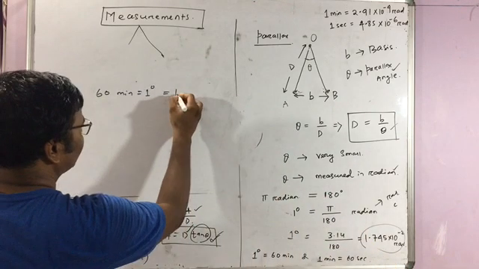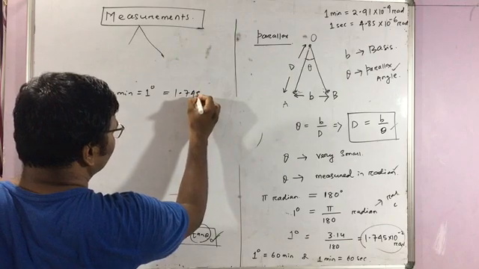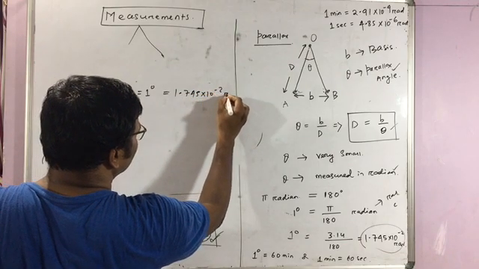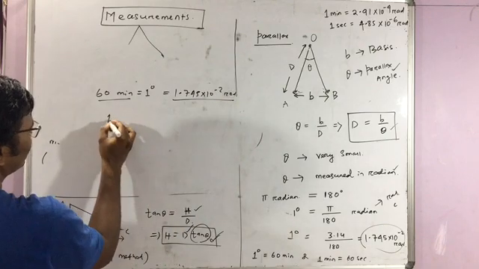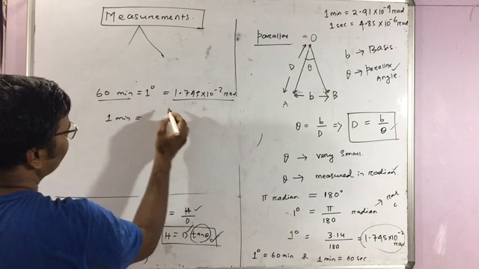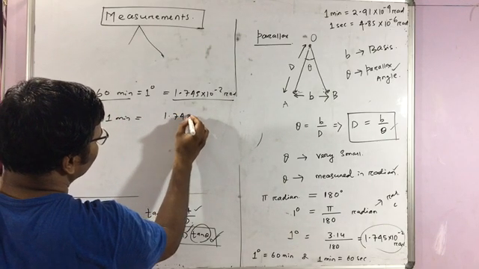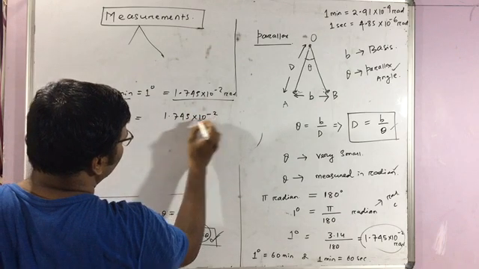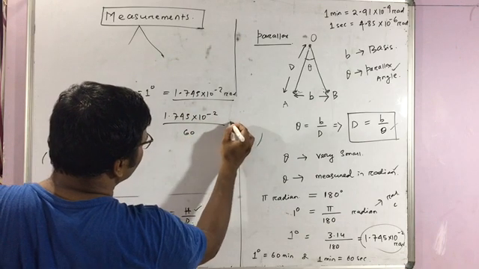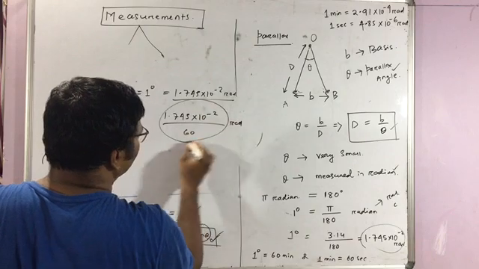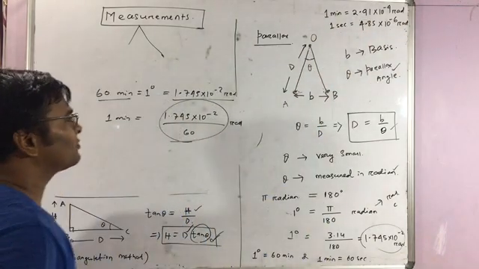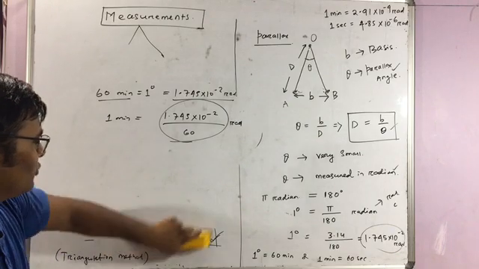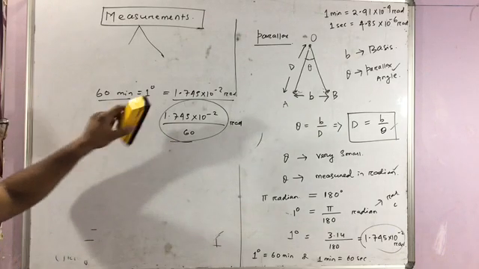So you can write that is 1.745 into 10 to the power minus 2 radian. So the 60 minute is equal to this much radian. So 1 minute is how much? So 1 minute will be 1.745 into 10 to the power minus 2 by 60 radian. So if you calculate, you are going to get 2.91 into 10 to the power minus 4 radian. Clear? So if you calculate it, you are going to get that value.